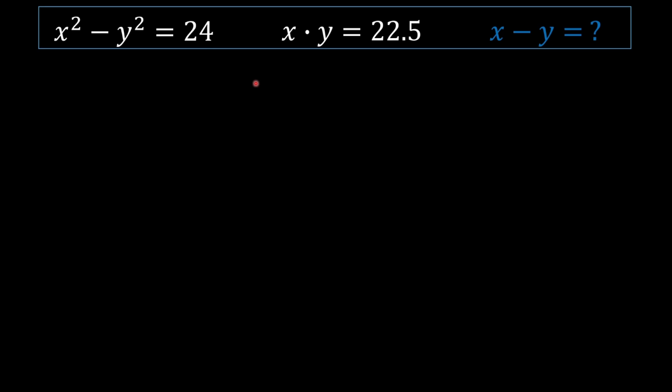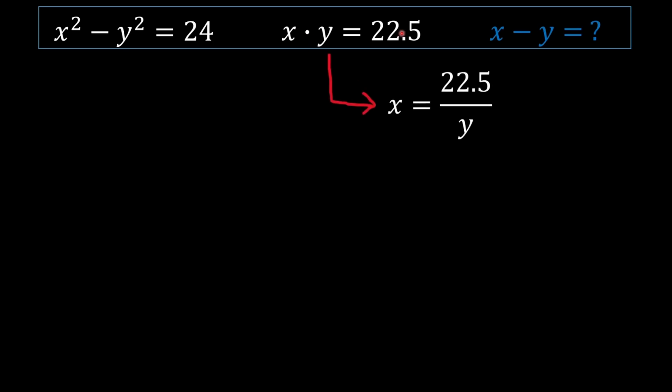Let's solve this math question right away. So, we got two equations and the goal of this question is to solve what x minus y is equal to. The way we're going to have to do this is a lot of substitutions. So let's go right to it then.